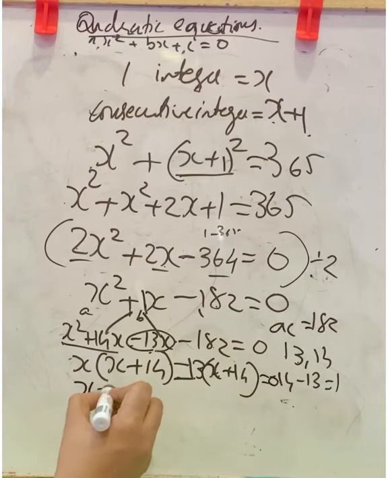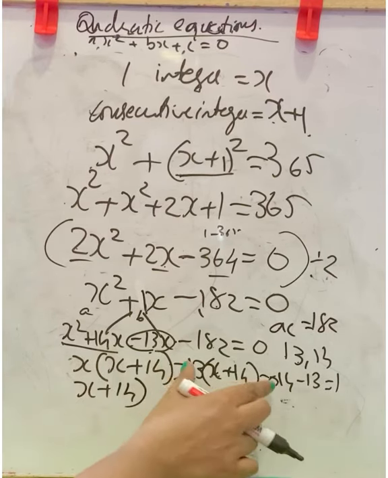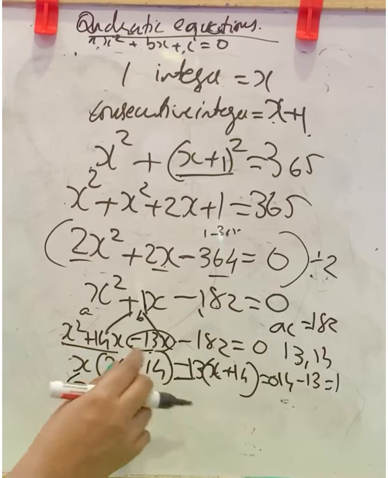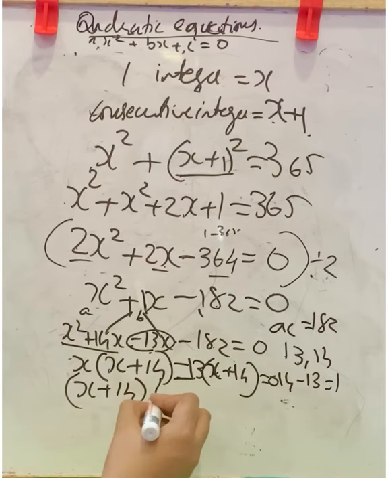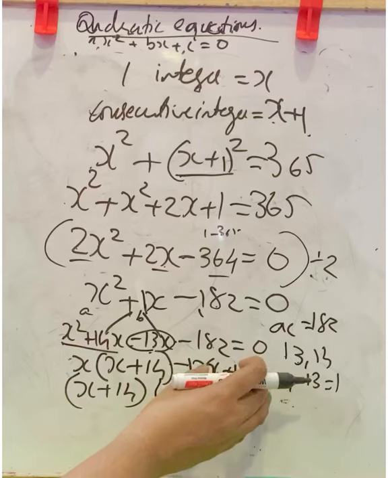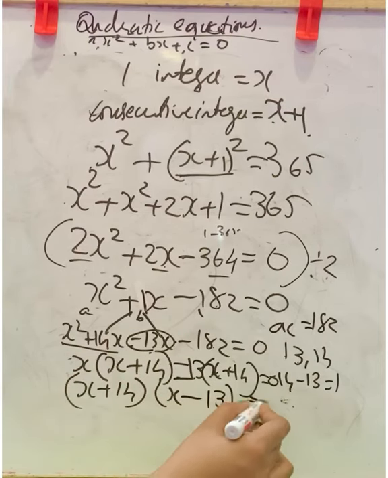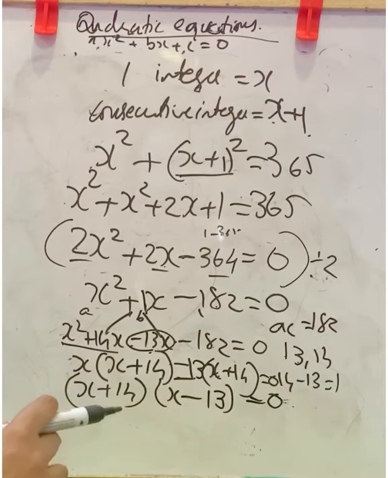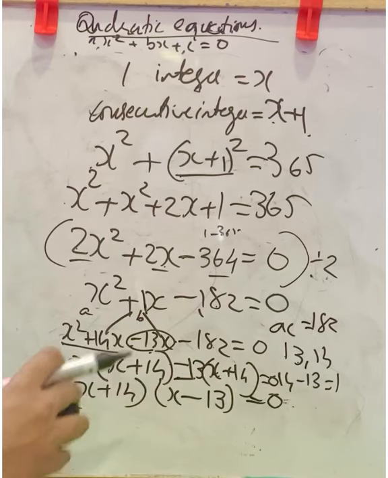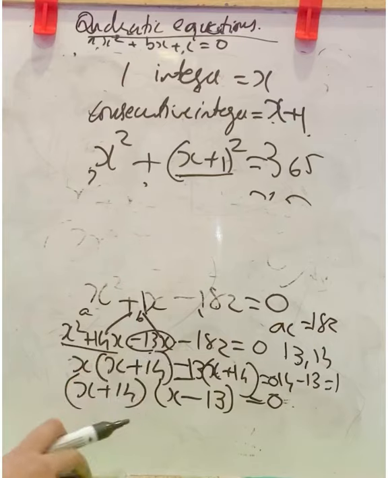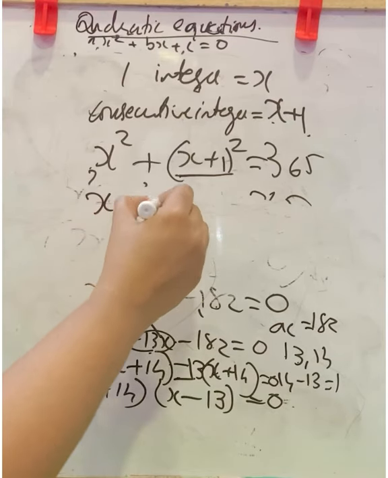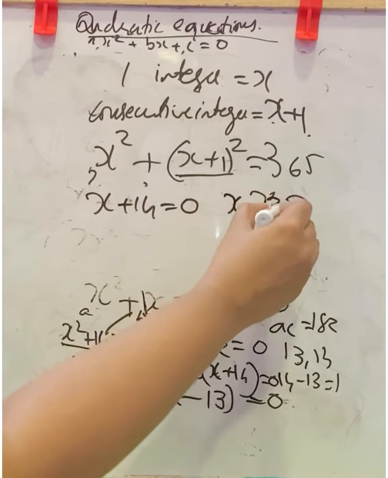Now x plus 14 is a common factor in these two terms. That is, the bracket is the common factor. Here we will have x. Here after taking x plus 14 we have x minus 13 equal to 0. Now equate each factor to 0. That is, x plus 14 equal to 0 and x minus 13 equal to 0.